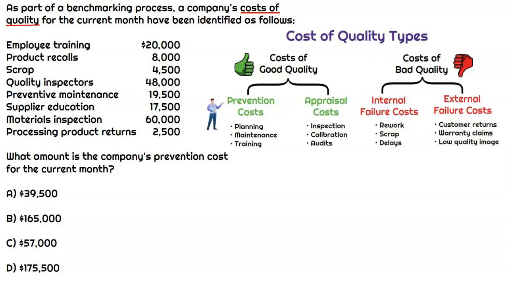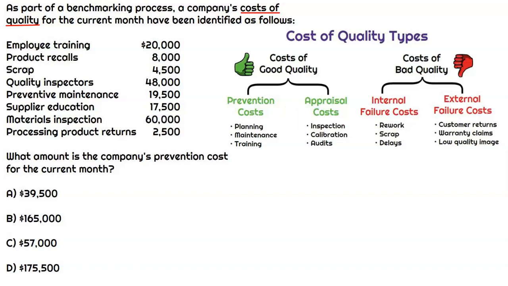So for prevention costs, these are basically incurred to avoid quality problems. Some examples include planning, maintenance of equipment, training of your employees or suppliers, right? So prevention costs are always going to be incurred to basically prevent bad quality. The next bucket is appraisal costs, and these are incurred to measure and monitor activities related to quality. Some examples here would be inspection of equipment or materials, calibration of certain machines, and then periodic audits to make sure that everything's functioning as it should, right? So those are appraisal costs.